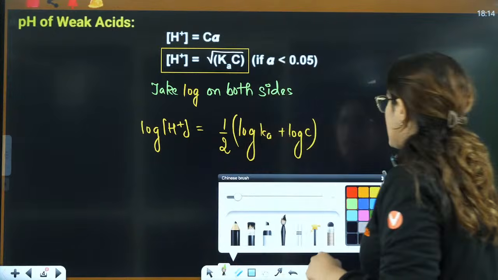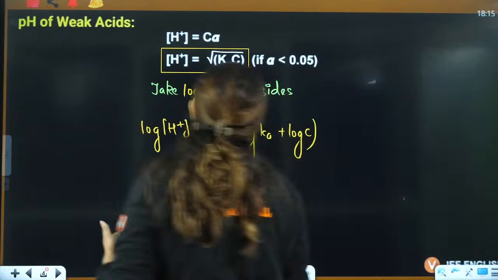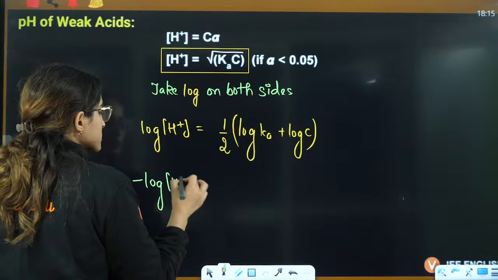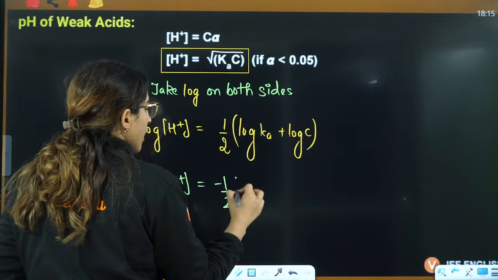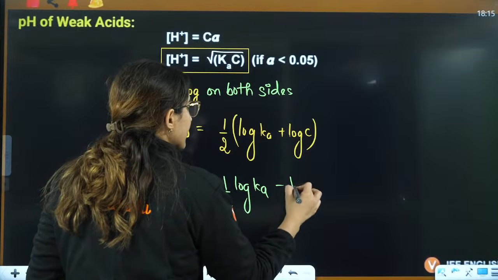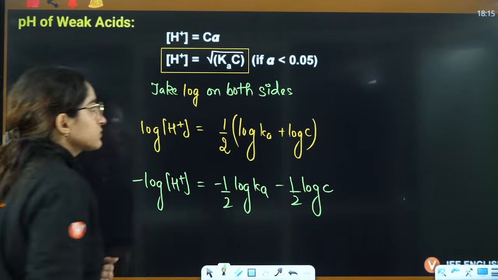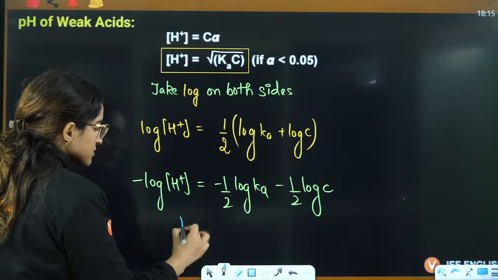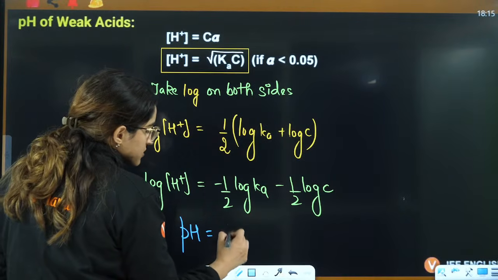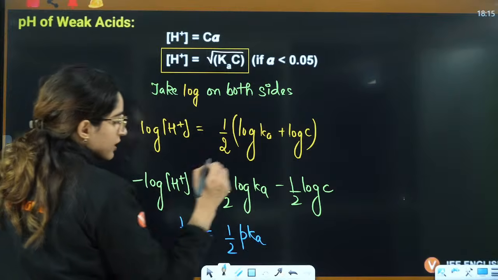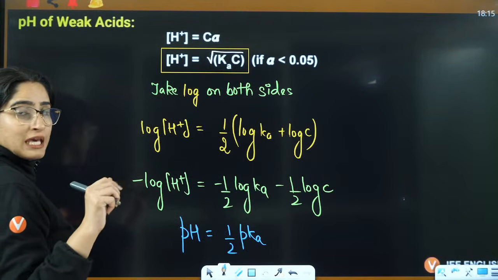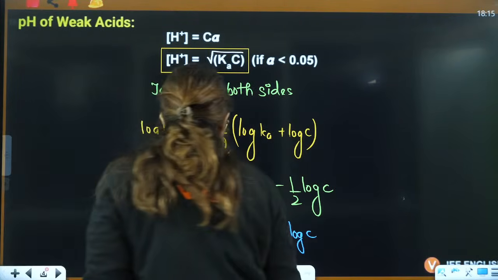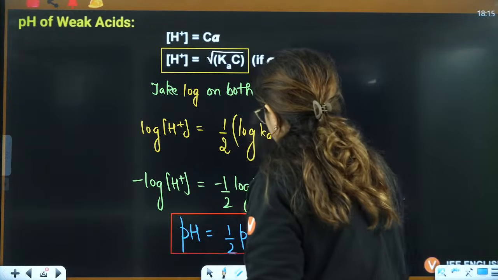Now we have done this. Now what you will have, add minus all over there. This is minus log of H positive, this is minus half log of Ka, this is minus half log of C, right? If you see this, what is minus log of H positive? That is nothing but pH. Minus log of Ka is pKa. This will remain minus log of C. And that becomes your formula.